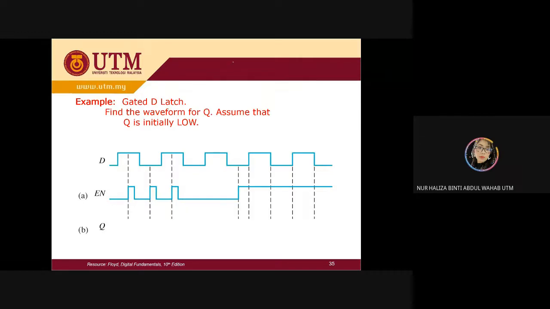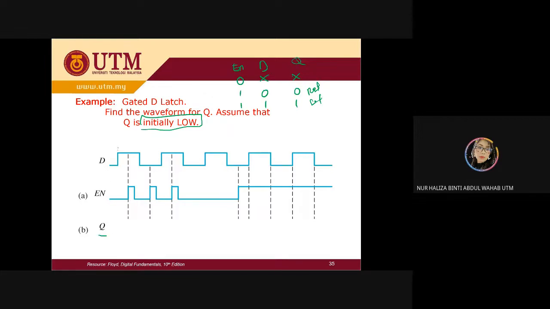We need to remember we have EN, we have D. If EN is 0, nothing happens, no changes. If EN is 1, we have either 0 or 1 for our D. We have here a 0 as reset, and it will be 1 as set. Okay, now we have Q. The initial value will be given. It will be 0.